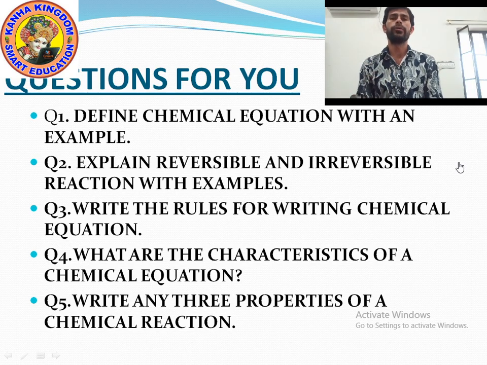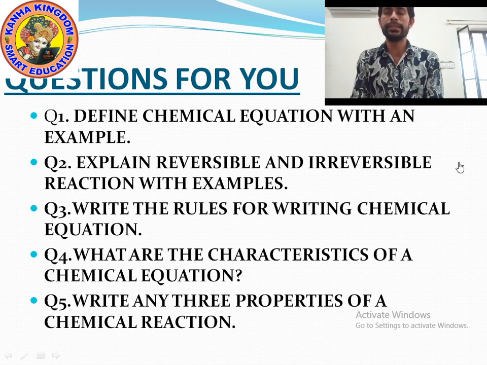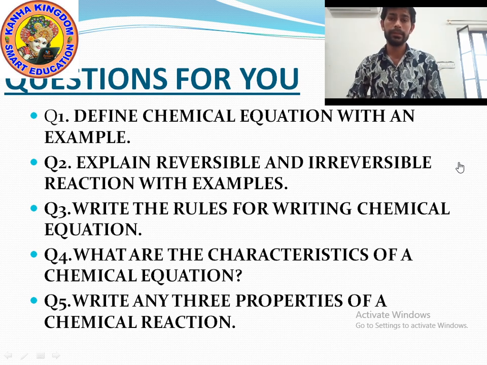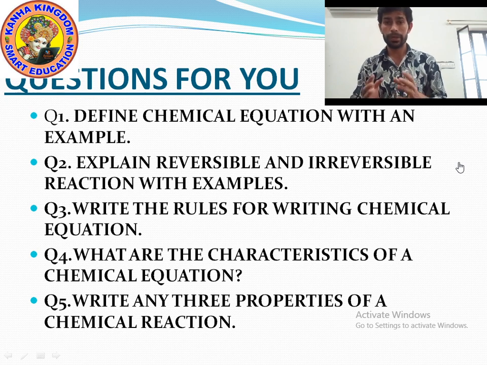Question number 5, write any 3 properties of a chemical reaction. So property number 1, change in state. Property number 2, change in color. Property number 3, change in temperature or energy. Property number 4, evolution of gas. Property number 5, change in state of matter. These are the properties.